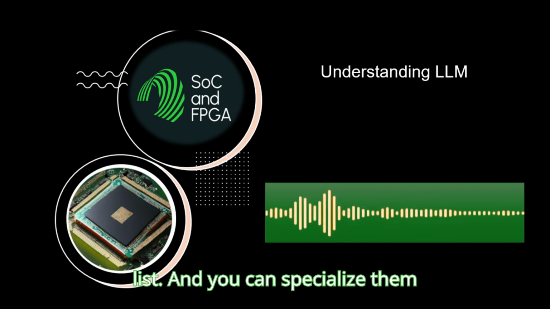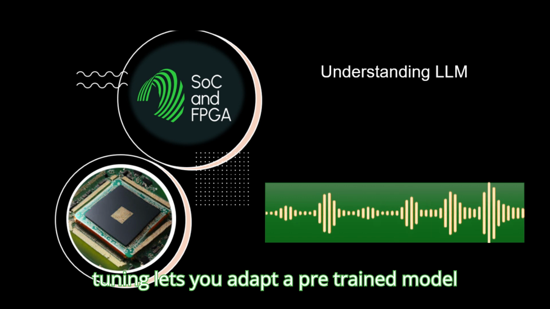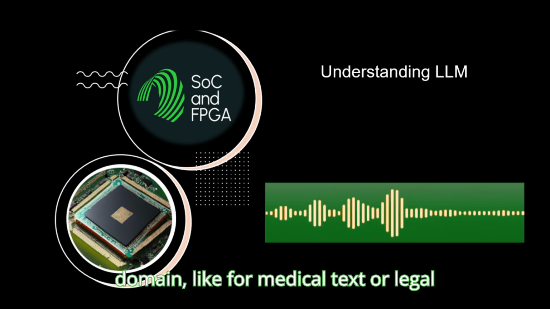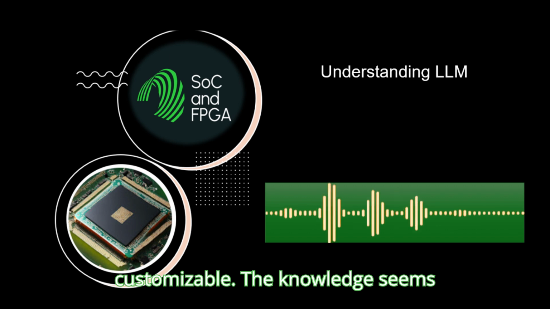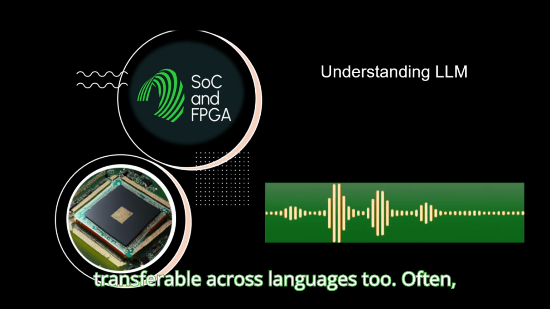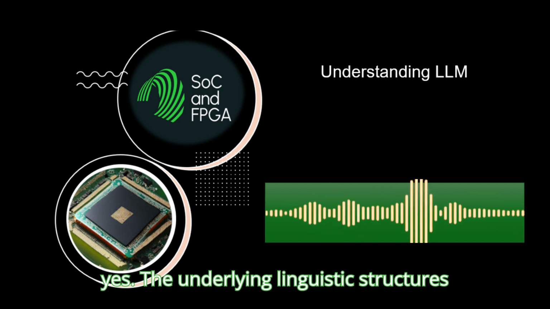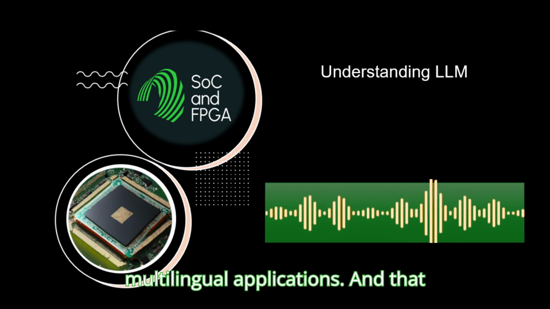It's a long list. And you can specialize them further, right? Fine-tuning. Yeah, fine-tuning lets you adapt a pre-trained model using smaller, specific data sets to make it perform better in a particular domain. Like for medical text or legal documents. Exactly. Makes them highly customizable. Plus, the knowledge seems transferable across languages, too. Often, yes. The underlying linguistic structures they learn can apply across different languages, which is great for multilingual applications.